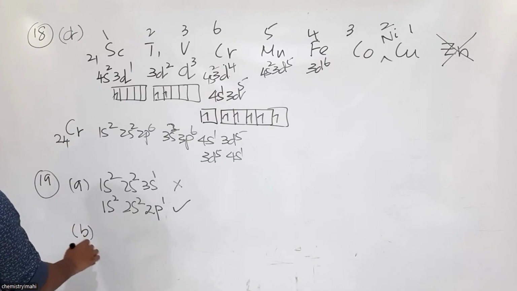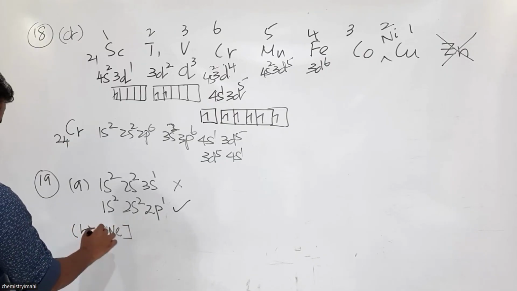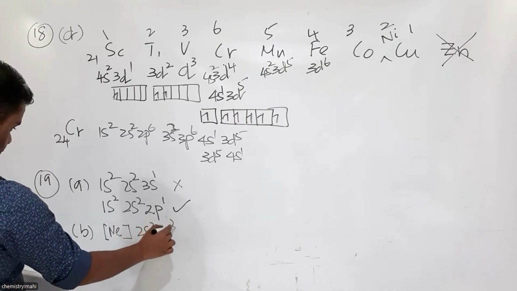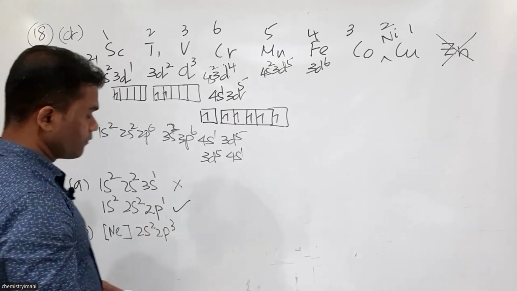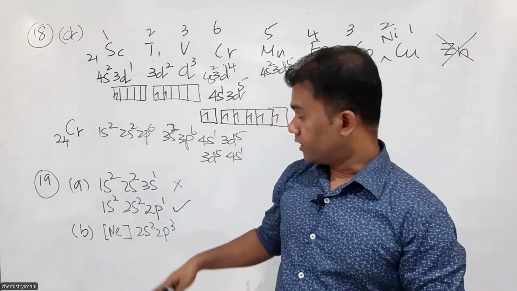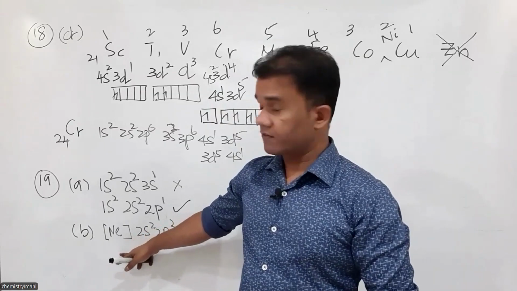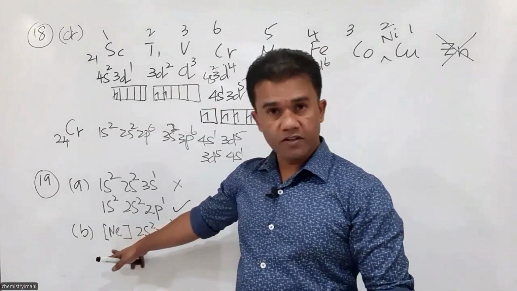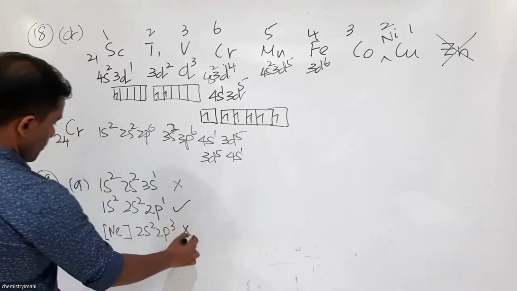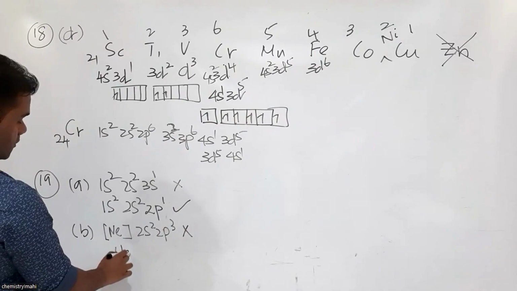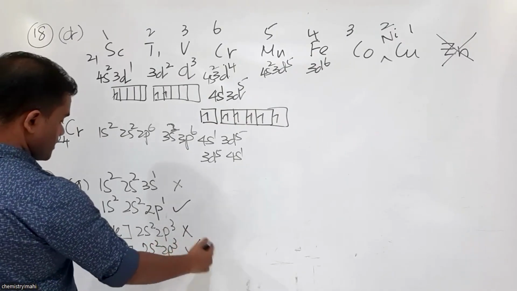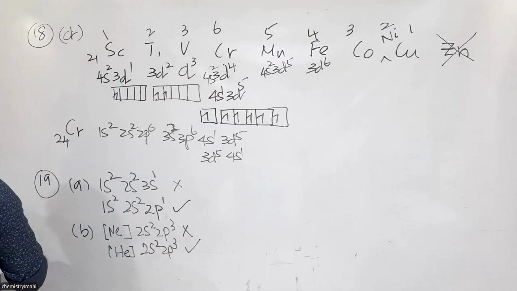Therefore, this is the correct configuration. In the case of B, what's the problem? You get neon in this condensed electron configuration, then 2s2, 2p3. But before 2s2 2p3, the noble gas is 1s2. Neon is 2s2 2p6. Before 2p3, it can't be 2p6. Therefore, neon is not the suitable noble gas. It should be helium, 1s2. Thereafter, you can write the configuration 2s2, 2p3. So this is the correct configuration for this one.